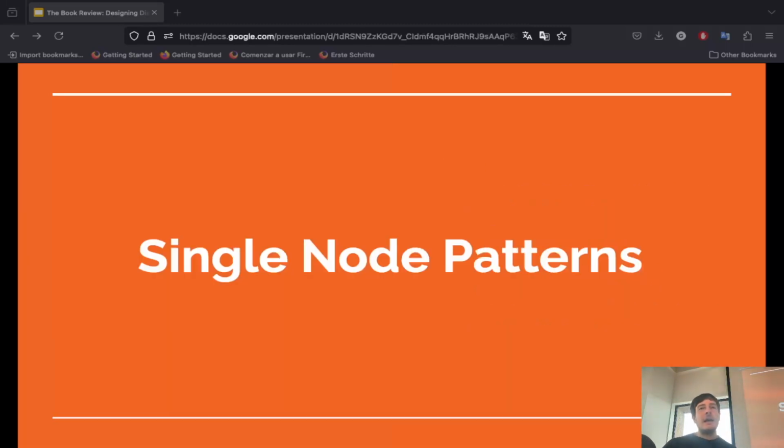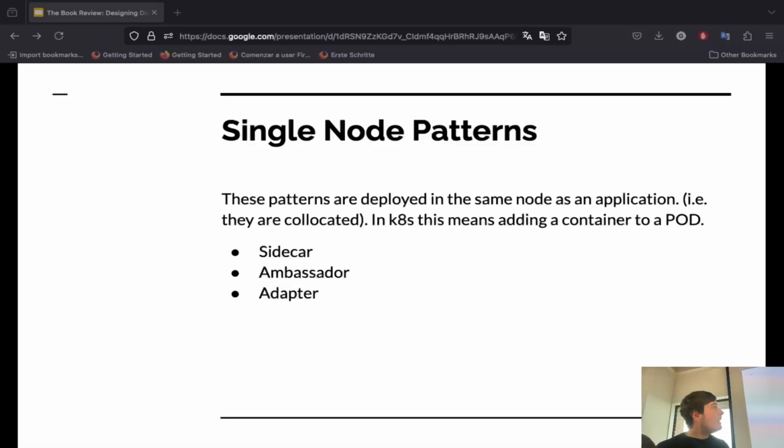The first type of pattern that we see is single node patterns. A single node pattern is when we decompose an application that is deployed in a single node, in a single machine. Whenever we split this application, we deploy the parts inside the same machine, or in Kubernetes lingo, a pod. Within a pod, we deploy multiple containers, and we have different patterns that we can use and deploy as containers.